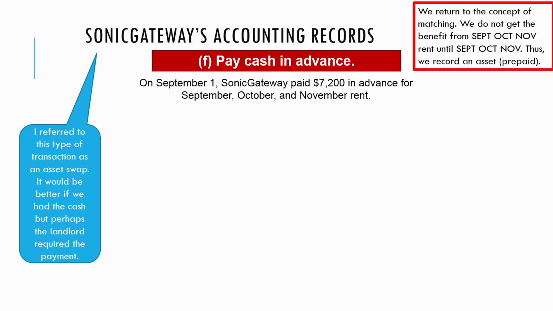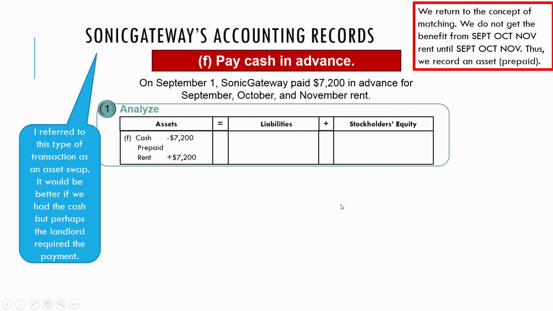So basically what we need to do is divide the $7,200 by 3, and put a third of the rent expense in September, a third of it in October, and a third of it in November's income statements. So each one of those 3 months gets a third of the total amount of rent that we're paying. However, we are also going to have to pay all the cash now, so our cash account is going to go down by $7,200.